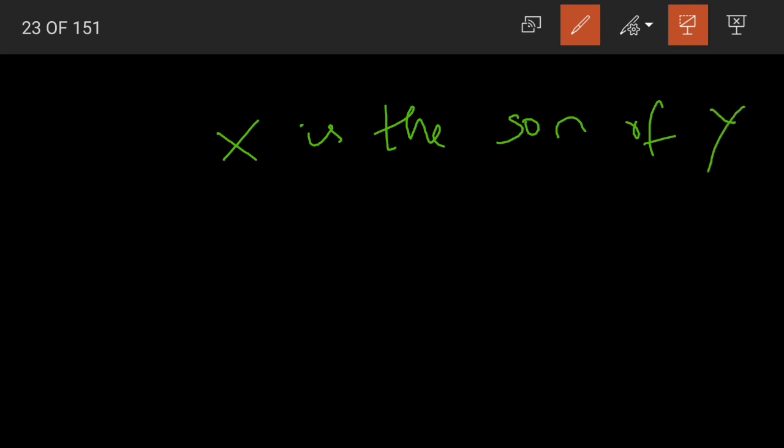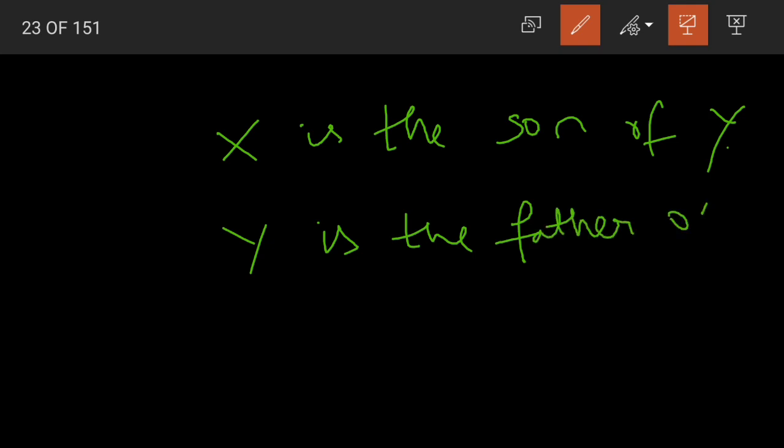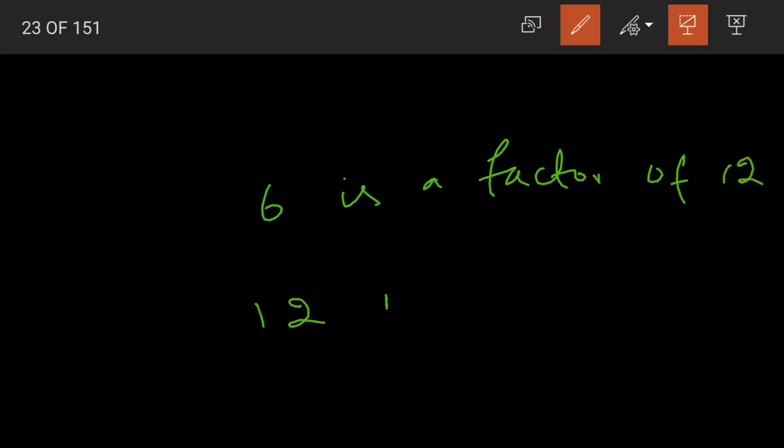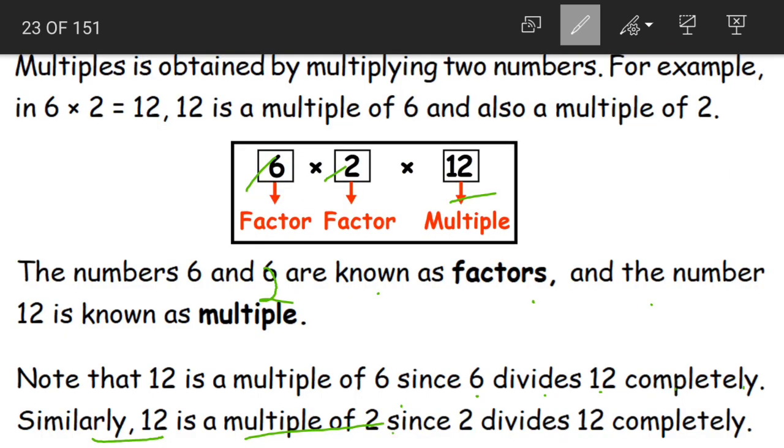Just like if I say, suppose x is the son of y, then what does y become? Y becomes the father of x. Father or mother. Yes or no? In the same way, when we say that 6 is a factor of 12, 12 becomes the multiple of 6, children. 12 is a multiple of 6.